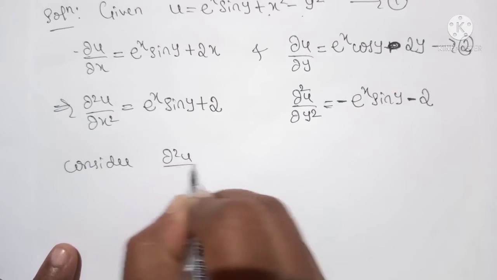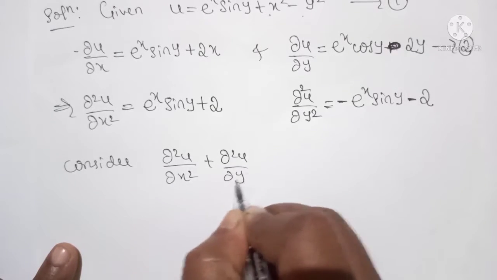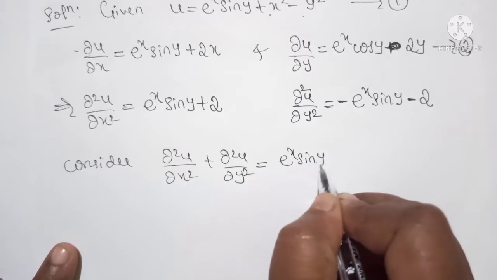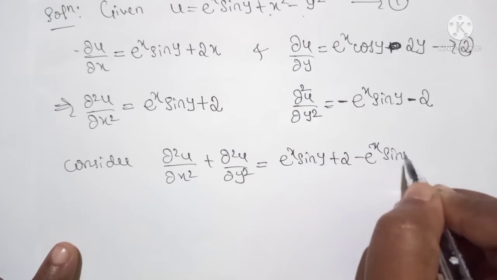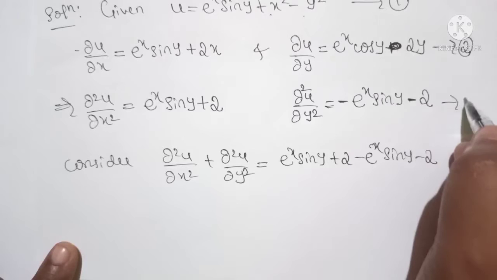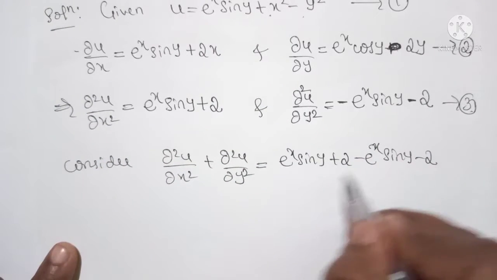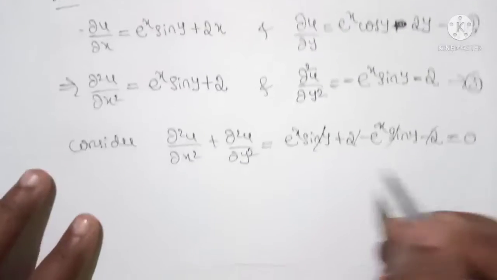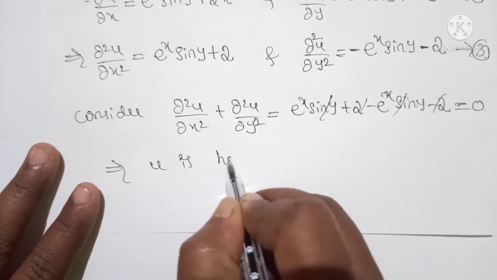Now we consider dou square u by dou x square plus dou square u by dou y square is equals to e raised to x sin y plus 2 minus e raised to x sin y minus 2. Consider this as equation 3. So now, cancelling this, we get equals to 0. Thus u is harmonic.